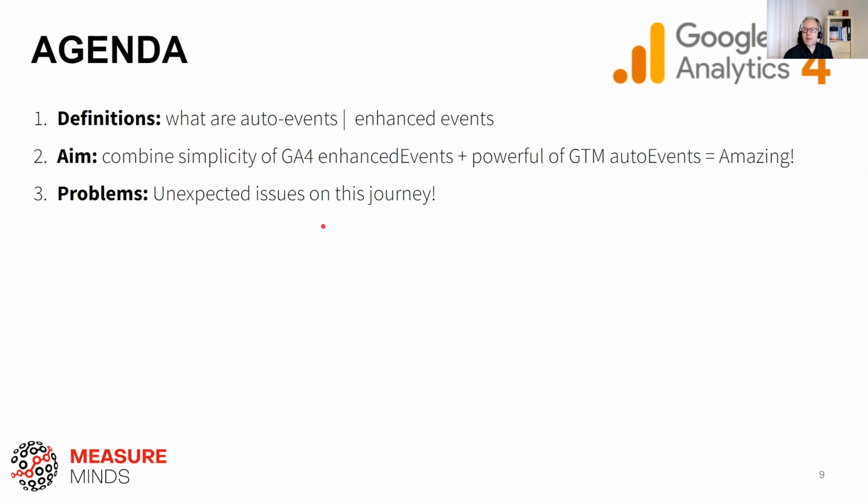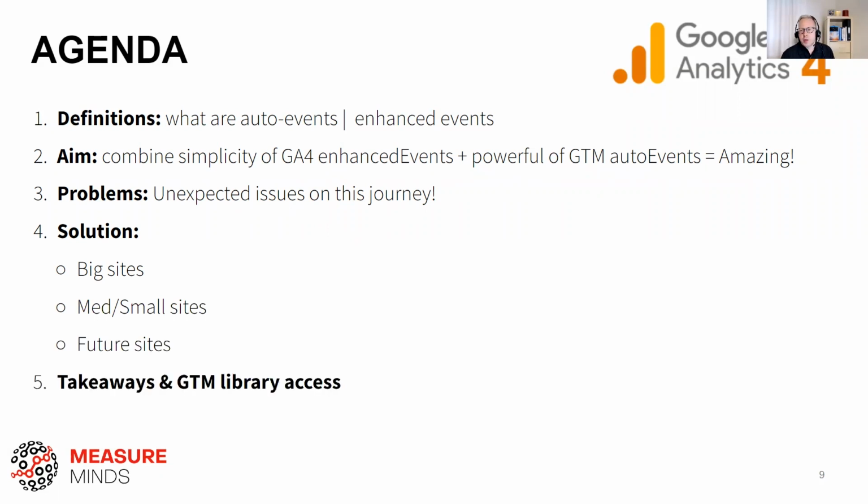The problem is, having gone through that process, I hit a bunch of issues, bugs and unexpected problems. So what I've come up with is three possible solutions: a solution for large sites, a solution for small and medium sites, and a solution that hopefully will be available in the future. Then I'm going to share my takeaways and my GTM template library. That will be in a resource pack that we're going to send out at the end.